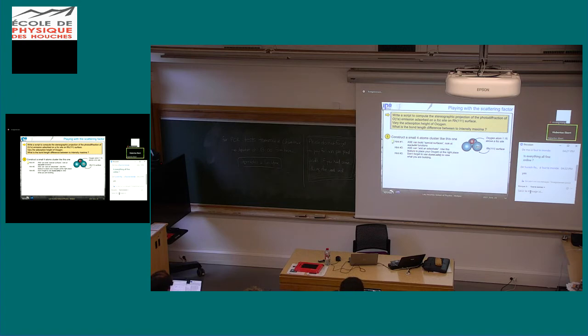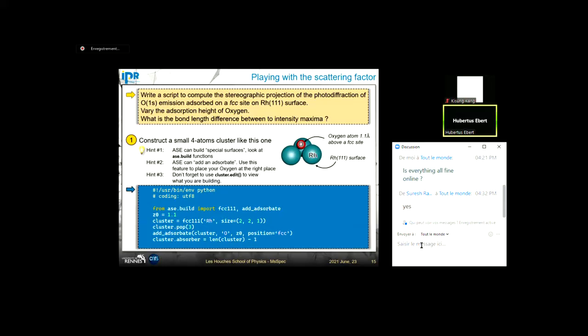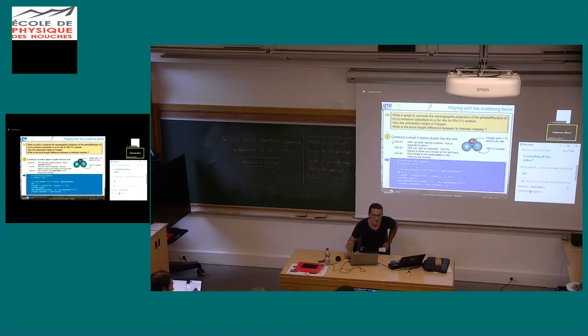Okay? So let's have a look. In the build module in ASE, you have this FCC111 function that is very handy to produce an FCC111 surface, of course, and the add_adsorbate function that is very handy to add an adsorbate on a substrate.